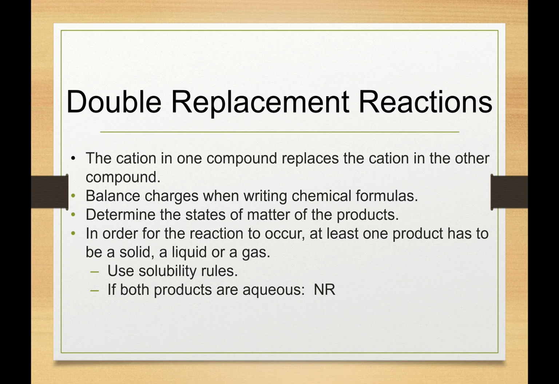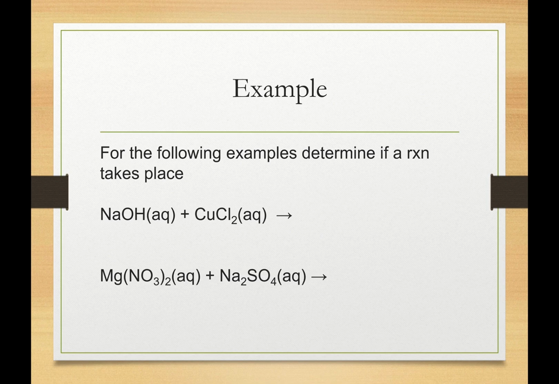So let's take a look at an example of how to write a double replacement reaction. For our first reaction, we have sodium hydroxide reacting with copper 2 chloride. In this case, our cations swap, so sodium and copper will swap with one another. Then the sodium will bond to the chloride and the copper to the hydroxide. So our first product will be a combination of sodium and chloride, giving us sodium chloride. Our second product will then be a combination of copper and hydroxide.